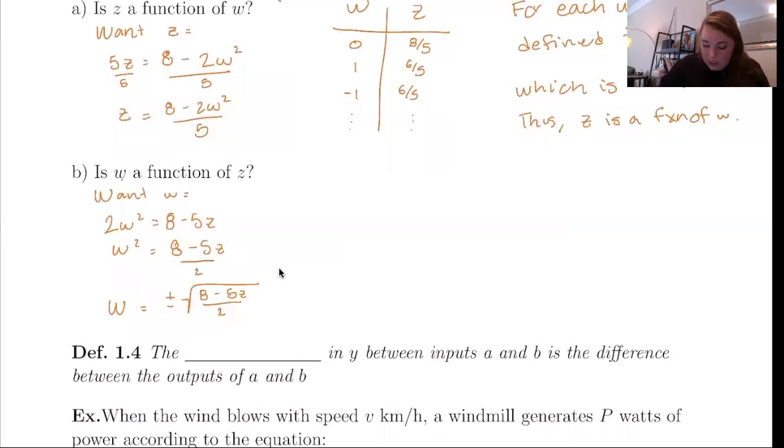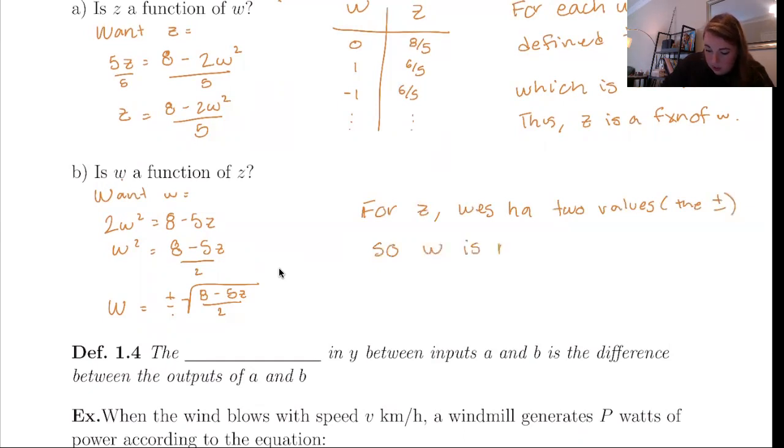So we can see that every time I put in Z, I'm going to get a positive and a negative solution every time. So for each Z, W has 2 values, right? And that's because of the plus or minus. So W is not a function of Z. Okay? And that's how that can show up in an equation.